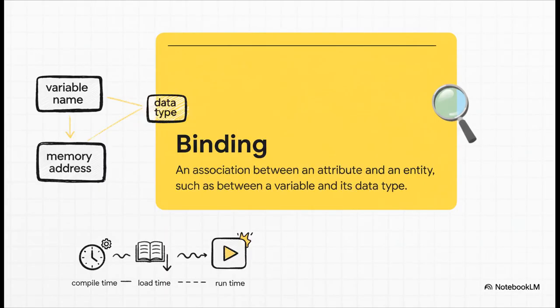So what's the magic that connects a variable's name to its type, its memory location, and its actual value? That whole process is called binding. Binding is the glue. It's the act of creating these links. And as you're about to see, when this binding happens, whether it's when you compile the code or when you run it, is a huge architectural choice that changes everything.